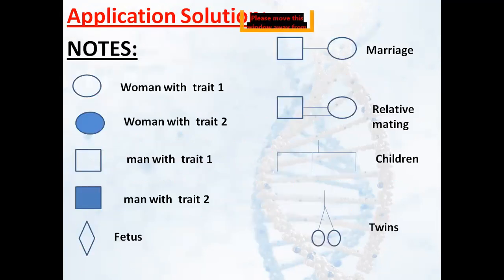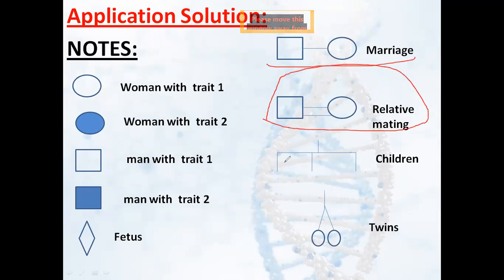First of all, you have to know that the circle is for the female and the box for a male. This symbol means marriage. So here we have a marriage between a male and female couple. This is relative mating, for example, cousins or something like this. This means the children. And this last one is for twins.